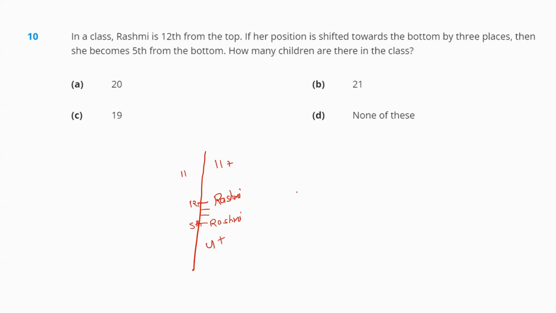So we have to count how many children are there in the class. 11 plus 1 Rashmi plus her shift in 3 positions. This is 1, 2 and 3 plus 4 students at the bottom. The total number will be 19. So answer C is the correct answer.